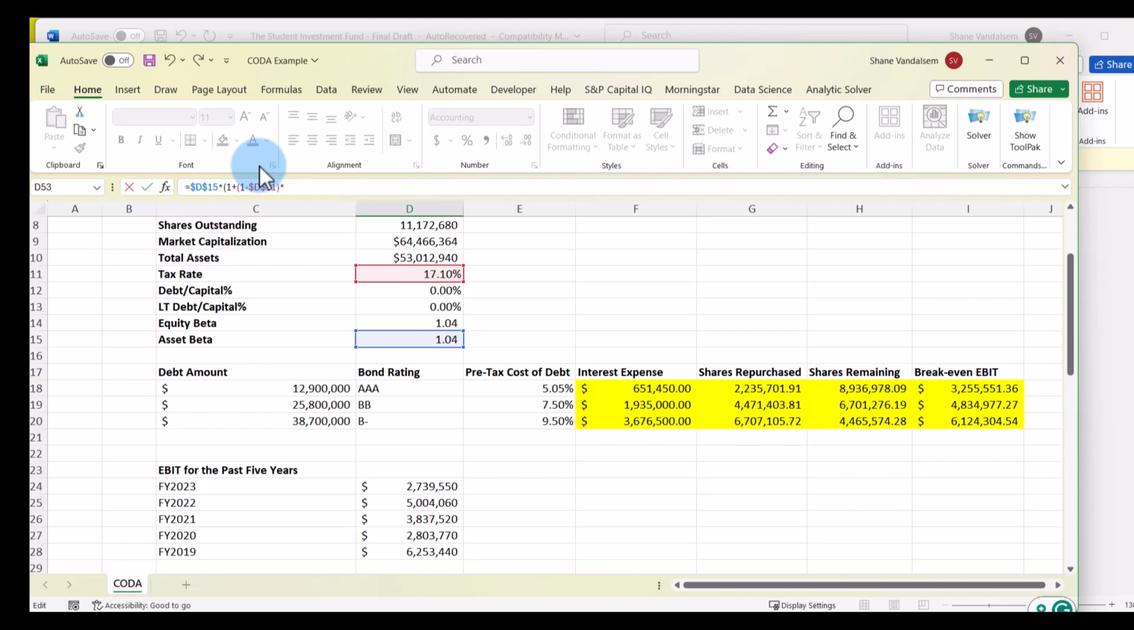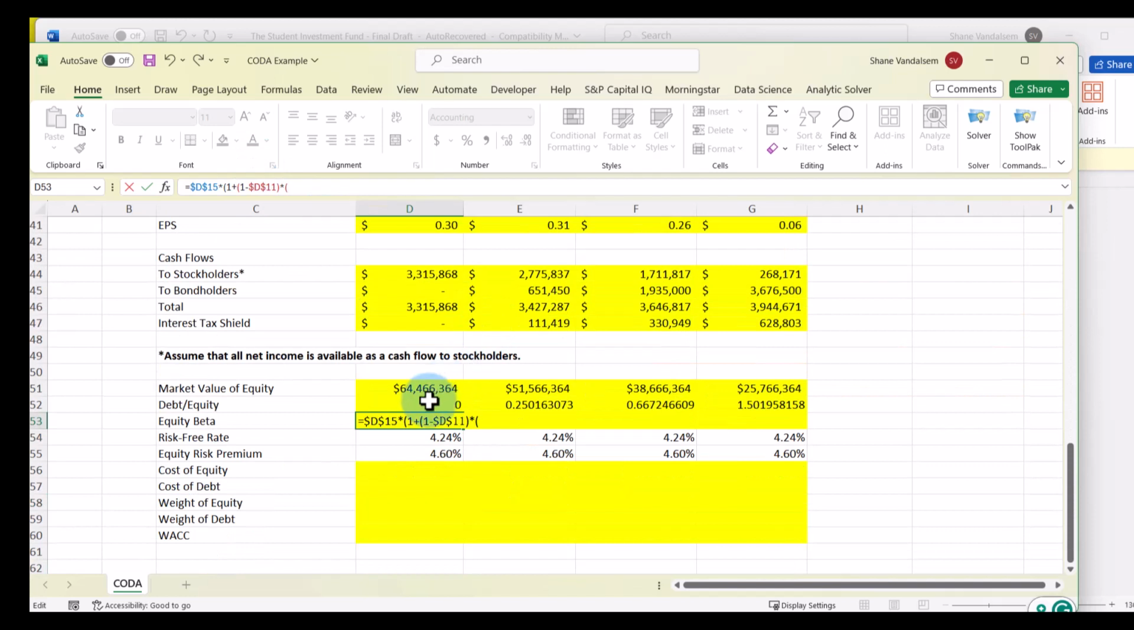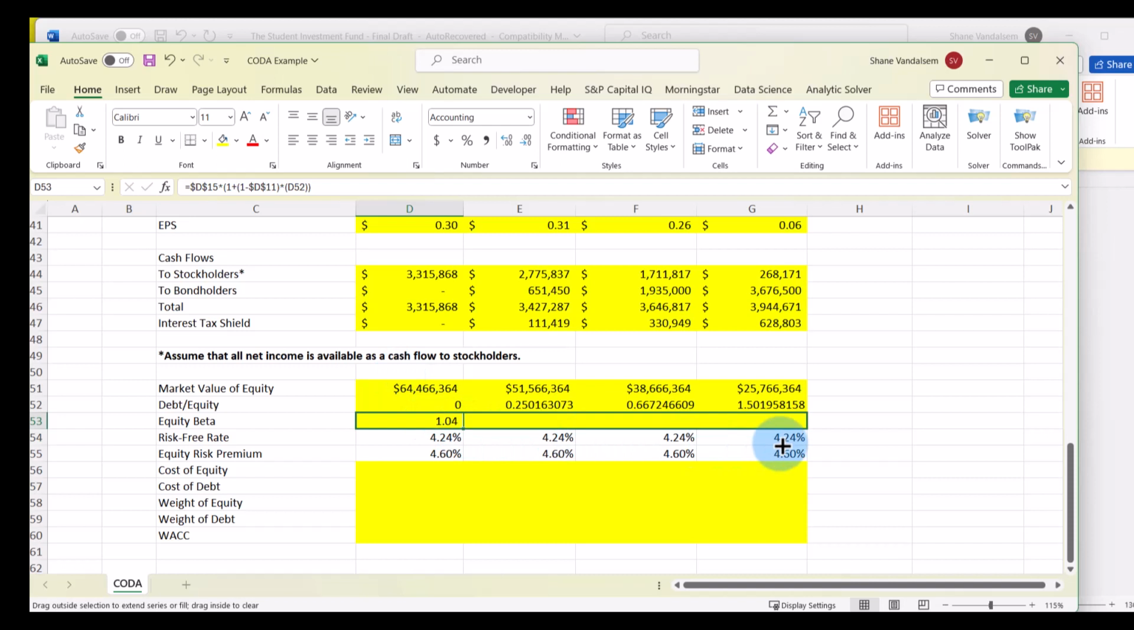And then we're going to multiply that by the debt to equity value for each level of debt. So in this case, it's going to be the value in cell D52. And then I'm going to close parentheses and close parentheses again. And so my equity beta in this case is the same as my asset beta because the firm has no debt in this first column. Now I'm going to pull this across, and as the firm takes on more and more debt, we're going to see this equity beta increase.